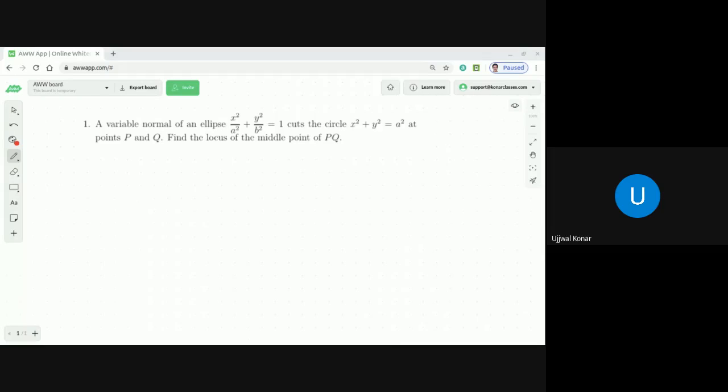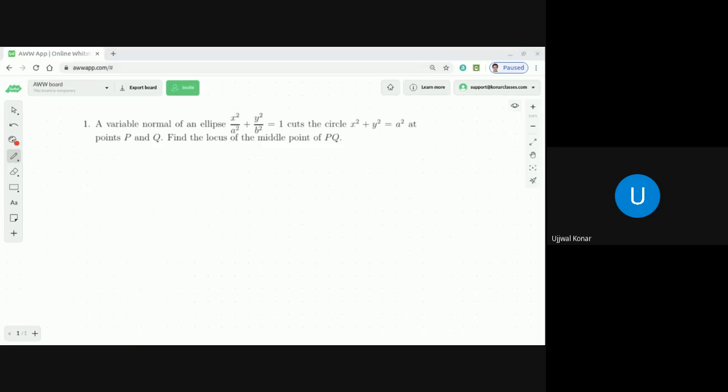Okay. So is it y equal to 0? No, not at all. Absolutely not. Y equal to 0 means what? It is the x-axis. Do you think it is the x-axis if you represent that one? A variable normal. Think about that variable normal. And that normal is cutting that circle x square plus y square at points P and Q. It can't be.